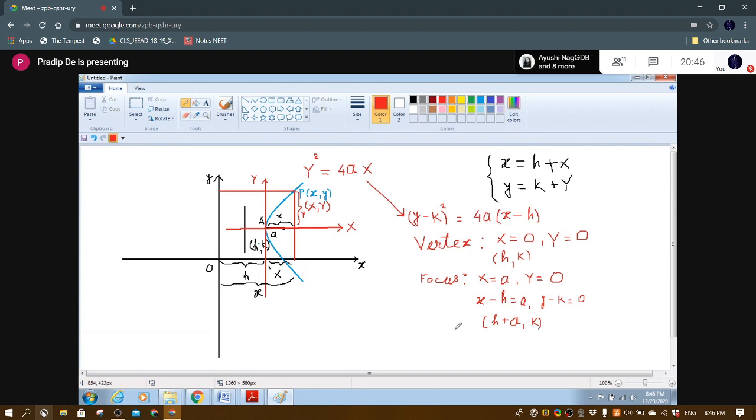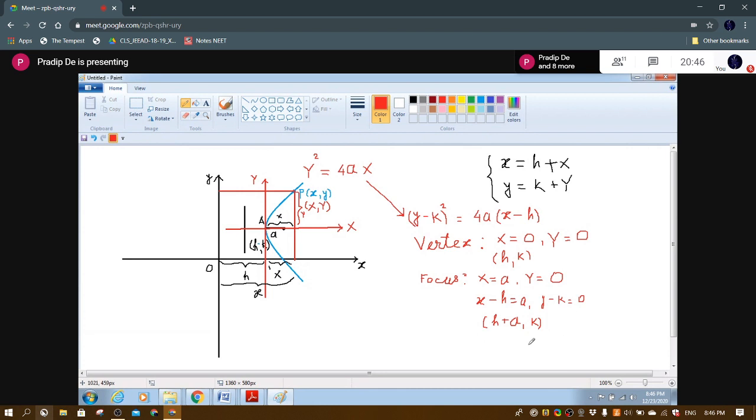If you compare with the original version formula, originally the formula was a comma 0. Here the trial formula version is h plus a comma k plus 0. Do you notice that we are actually adding h and k to the coordinates?